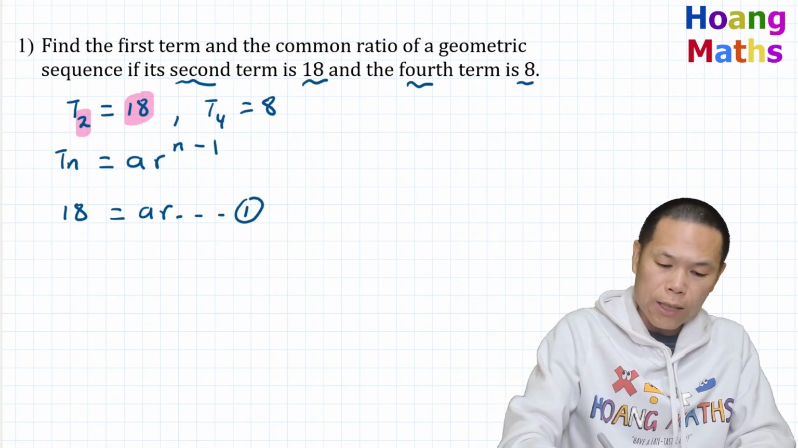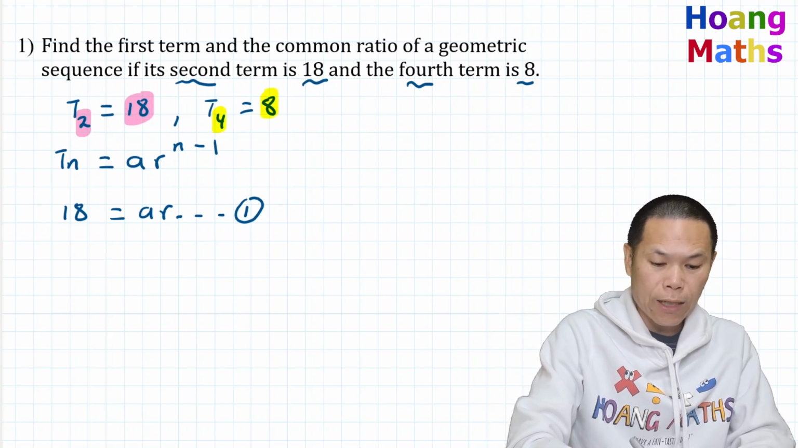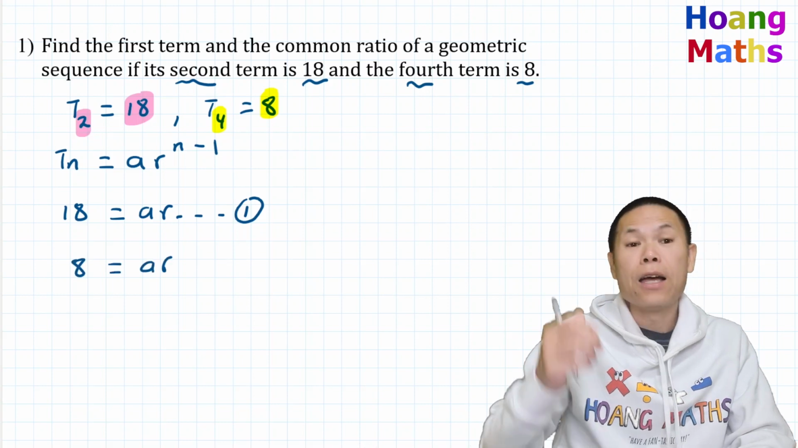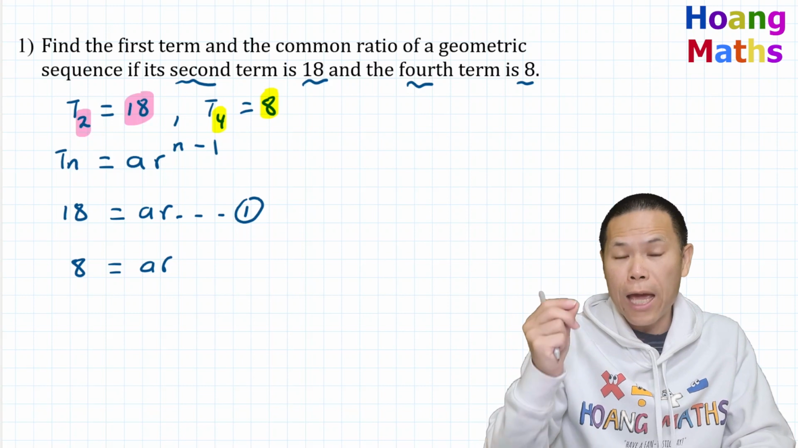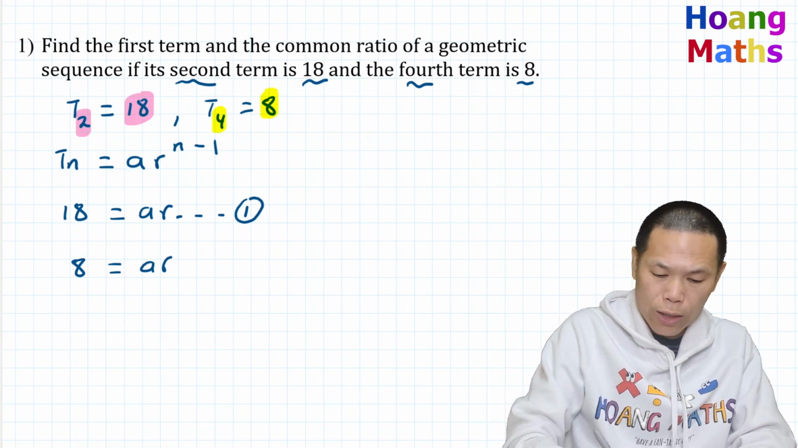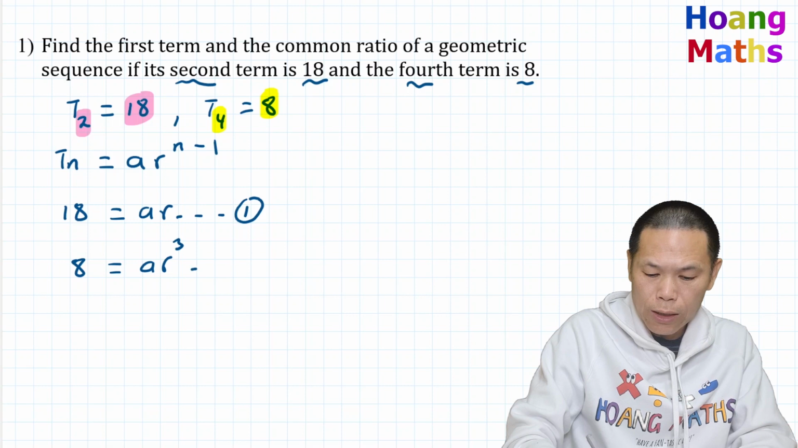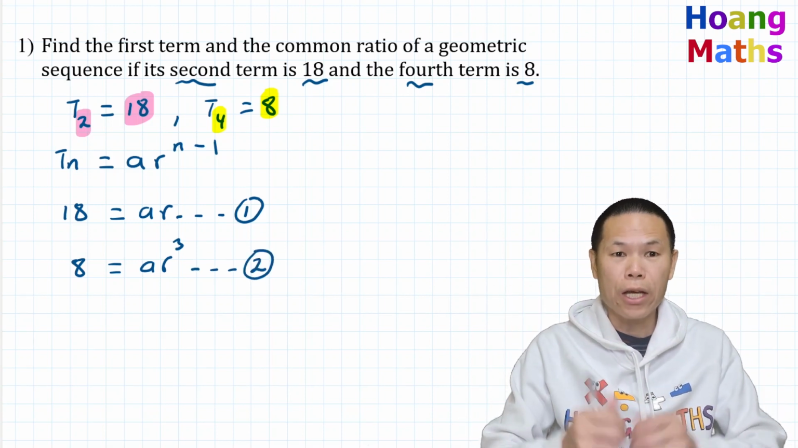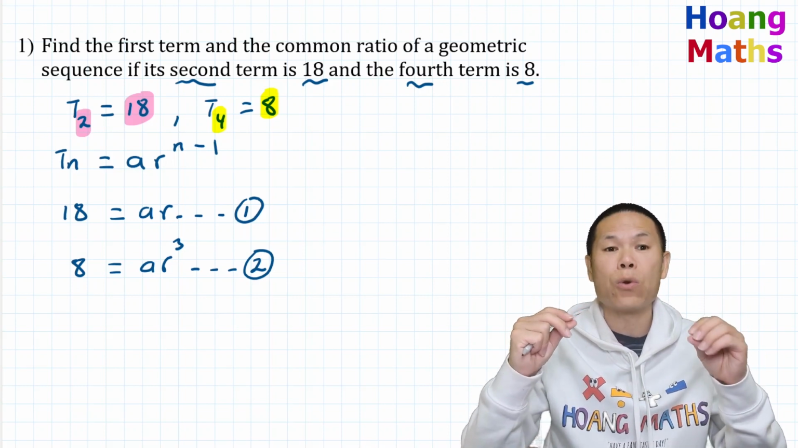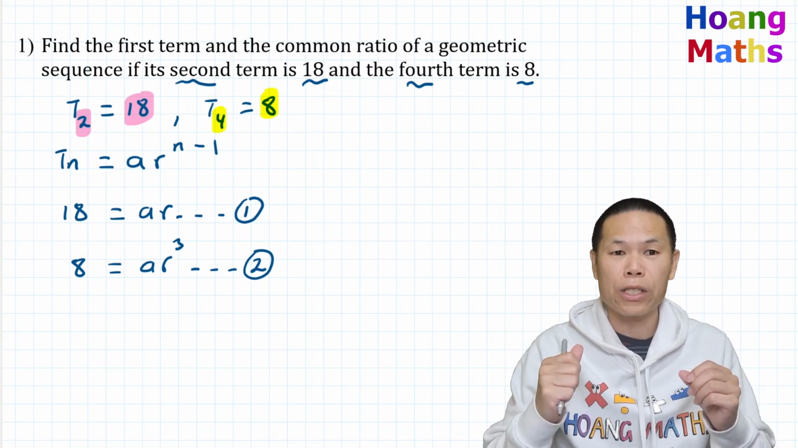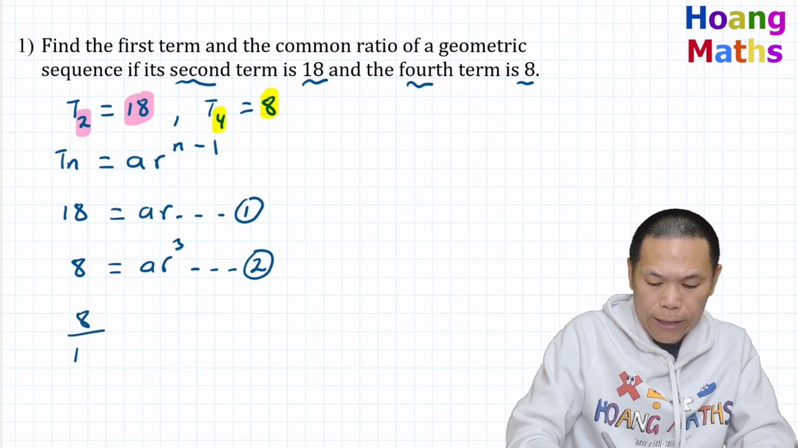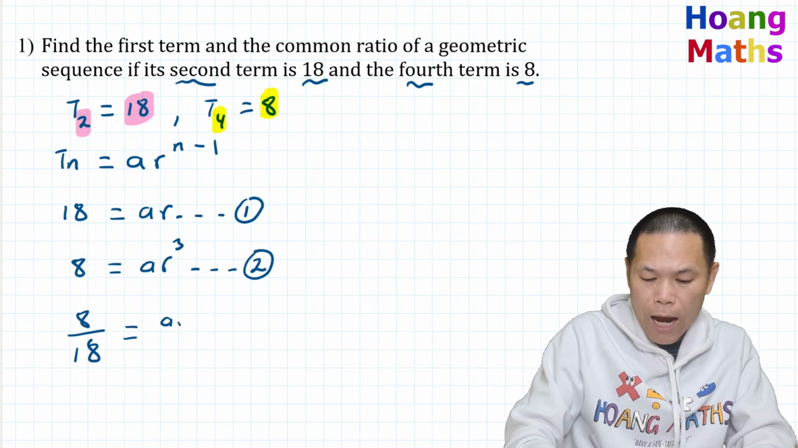And we also know that term 4 will give me 8. Therefore, we know that 8 is equal to AR power of n minus 1. We know that n is 4, 4 minus 1 is 3, so power of 3. This is the second equation. Now we need to solve this simultaneously. So what I do, I use equation number 2 divided by equation number 1. In other words, 8 over 18 will give me AR power of 3 over AR.